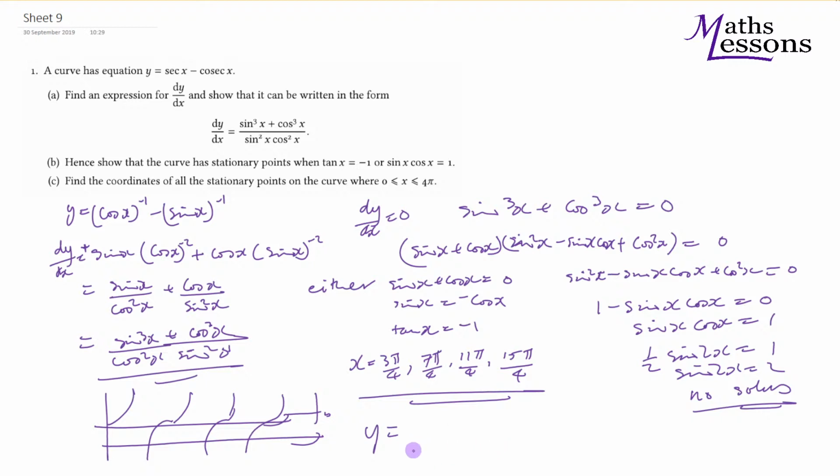I'm not going to do that now because we'll run out of time, because all you've got to do is take 3/4 pi, plug it into sec x, cos x, cosec x, which is 1 over cos x and 1 over sin x, and work out the y values to get the coordinates of the four stationary points between 0 and 4 pi. But we won't do that now because of the time we need to get through the stream. So question 2, here we go.